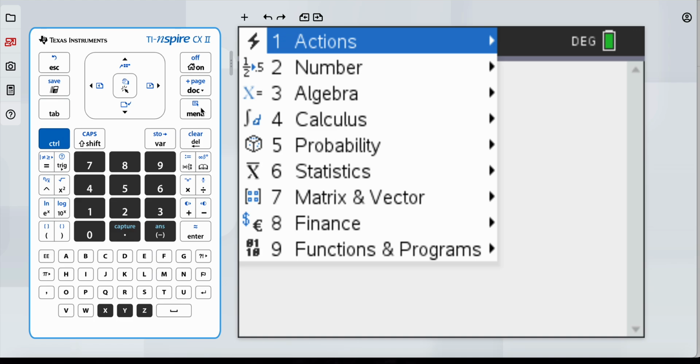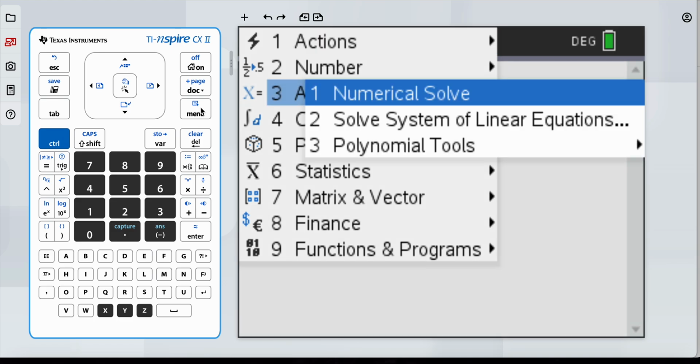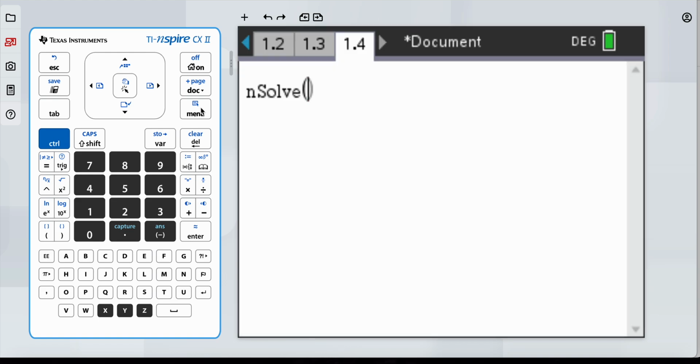So if we press menu, and they're in number 3, algebra, and we have these 3 open to us: numerical solve, solve system of linear equations, and polynomial tools. I'm going to use the first one. Now the first one is great for real basic things.